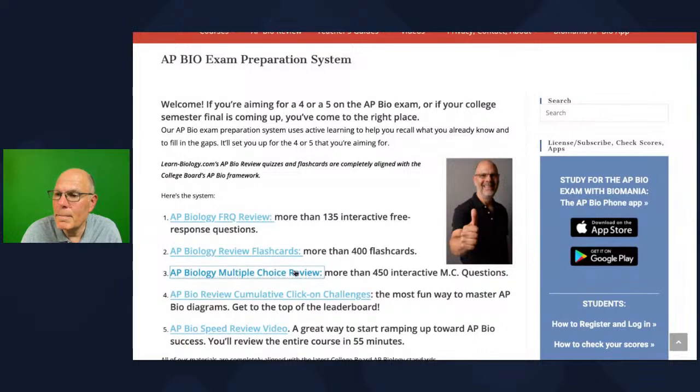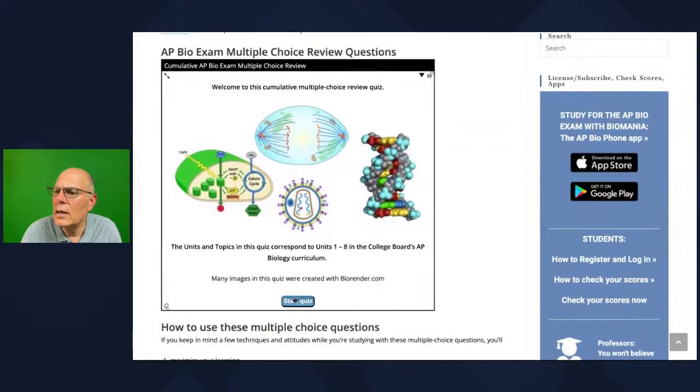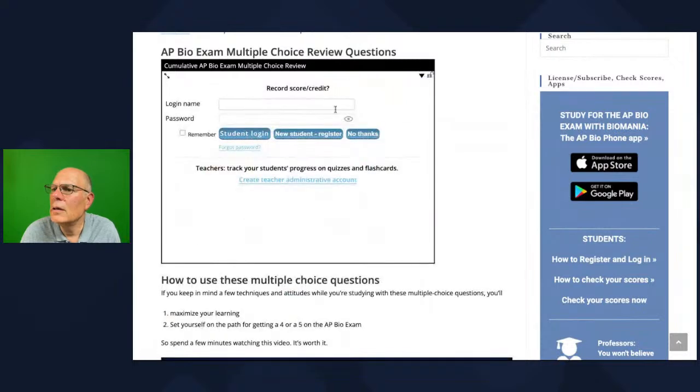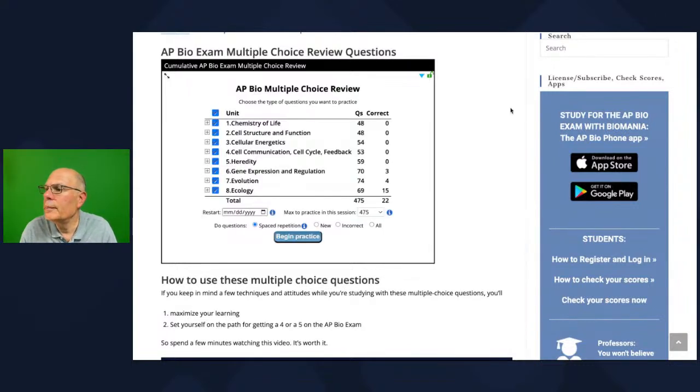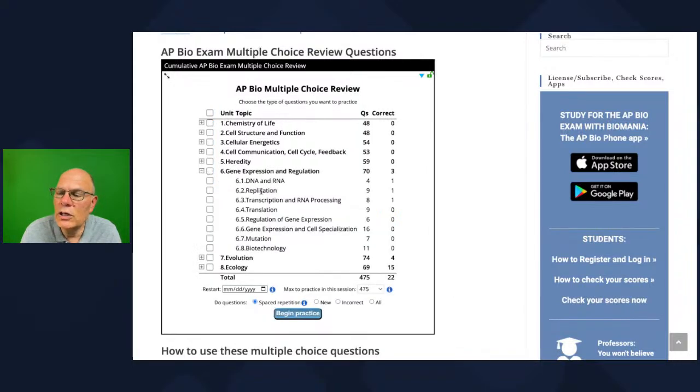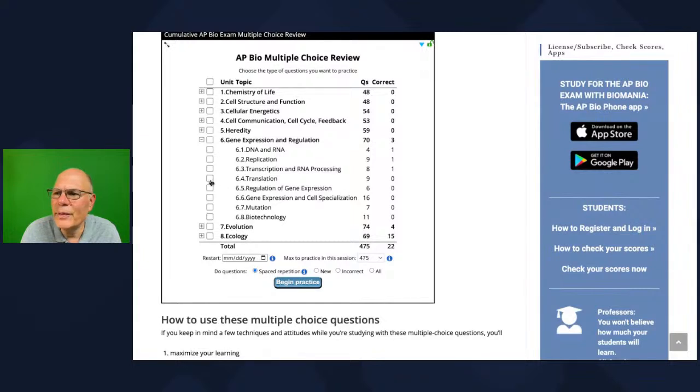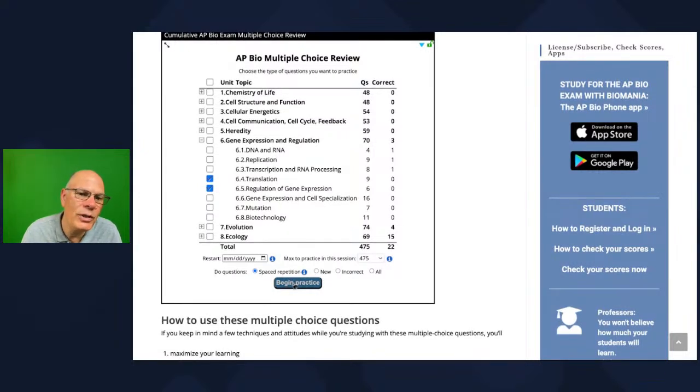And here we are, multiple choice review. And probably not logged in. Okay, I'm in. All right, so we've got a question picker. So what you do is you go like this, expand gene expression. And what did we do tonight? We just did operons. I can't limit it to operons, unfortunately, so we might get some other gene regulation questions. We'll deal with it.